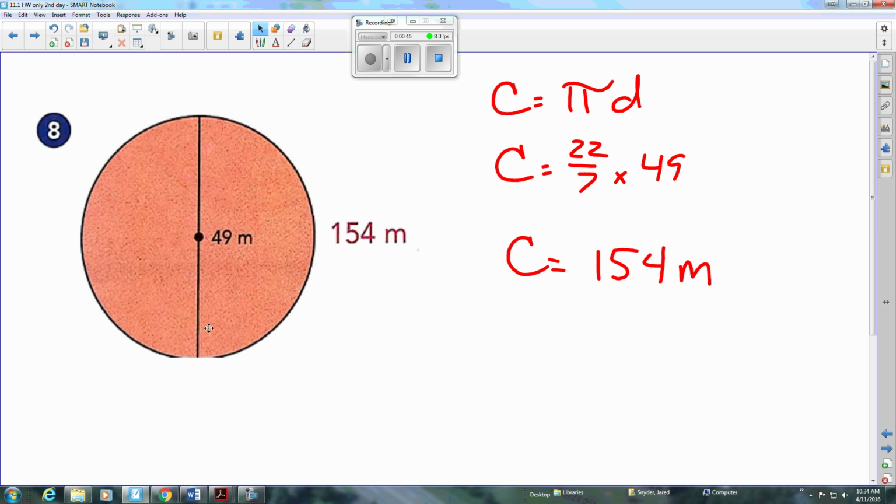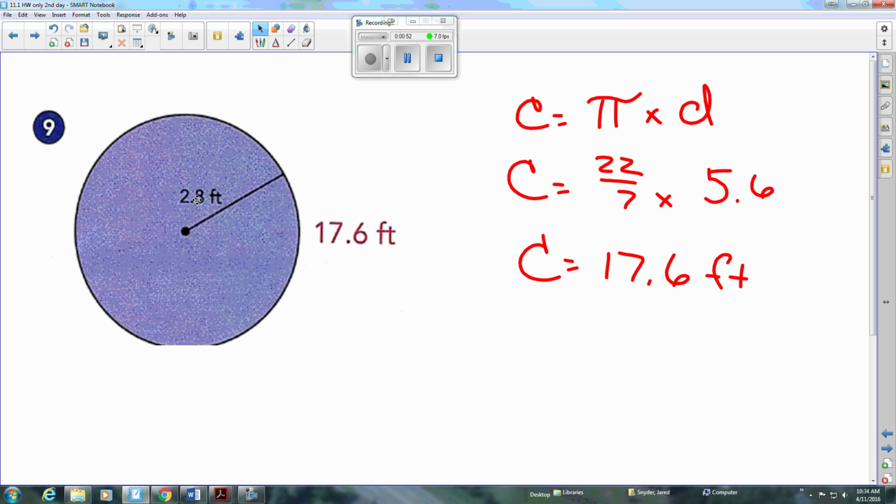Diameter here is 49, so it's 22/7 times 49. You get 154. This one you'd have to double up, so you get 5.6 times 22/7, which is 17.6 feet.